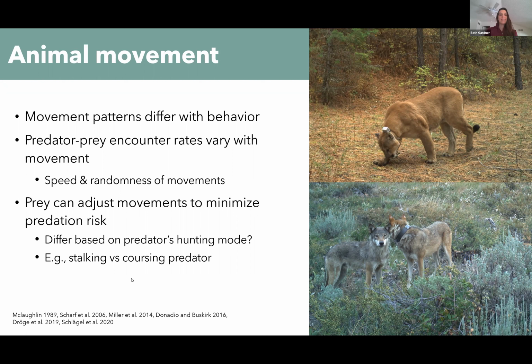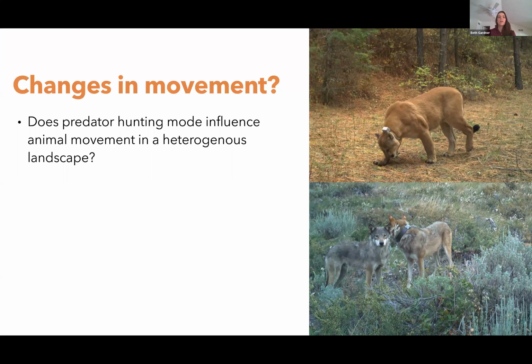And we expect that that's going to differ based on the predator's hunting mode. So a stalking predator, one that might be more of a sit and wait, versus a coursing predator that's going to be out in an open area, moving faster while they're hunting. So those were our underlying expectations. So the question was, does predator hunting mode influence animal movement in a heterogeneous habitat or landscape?